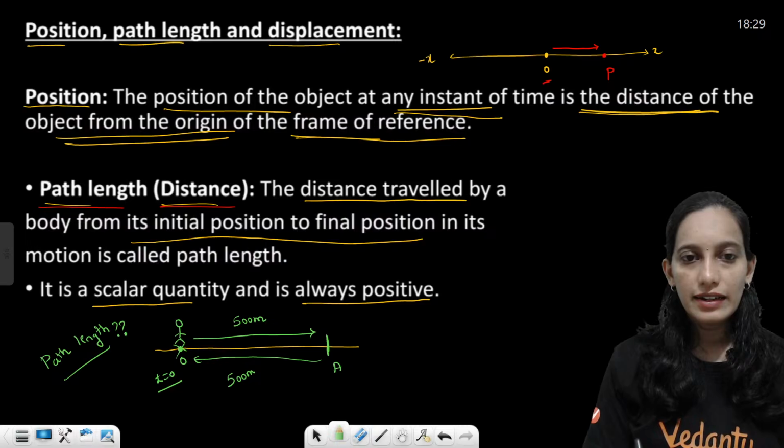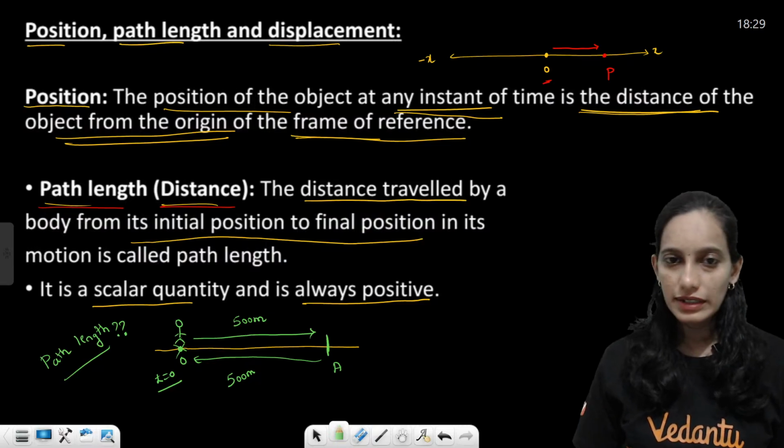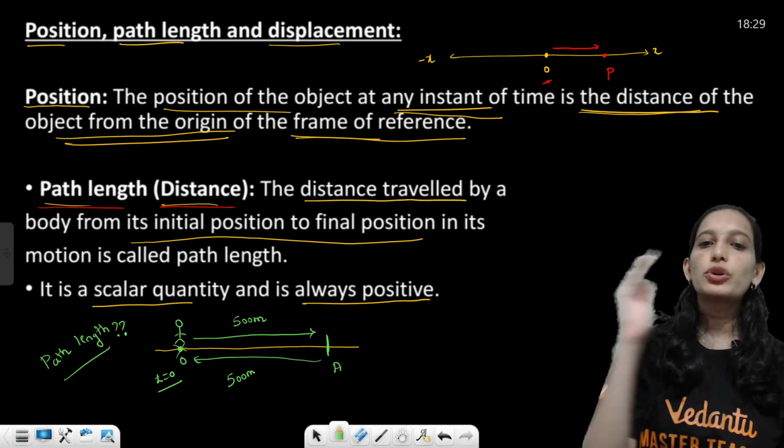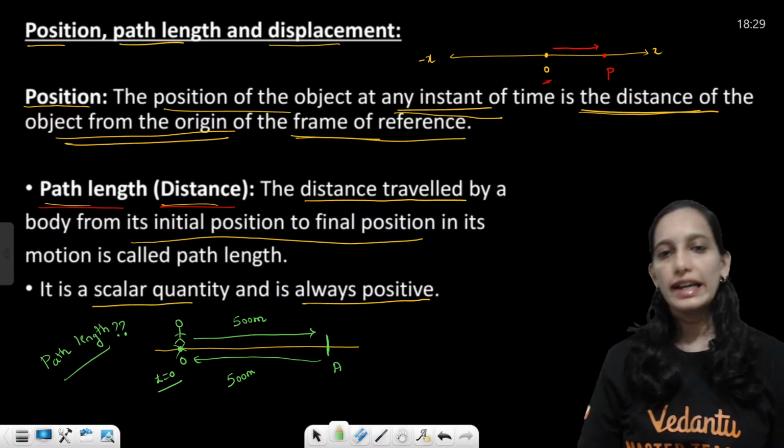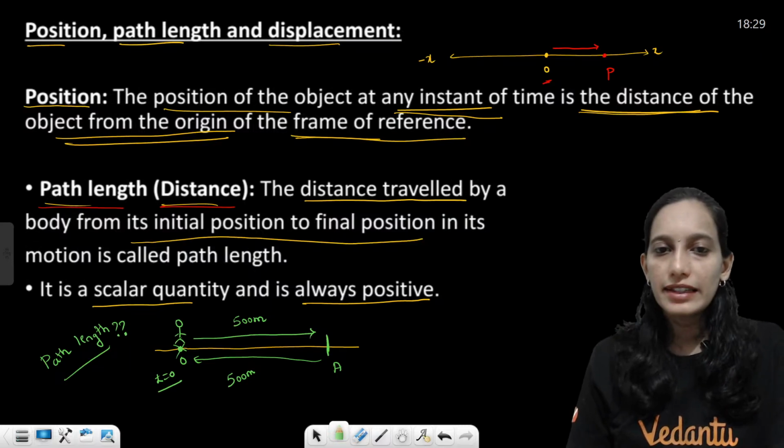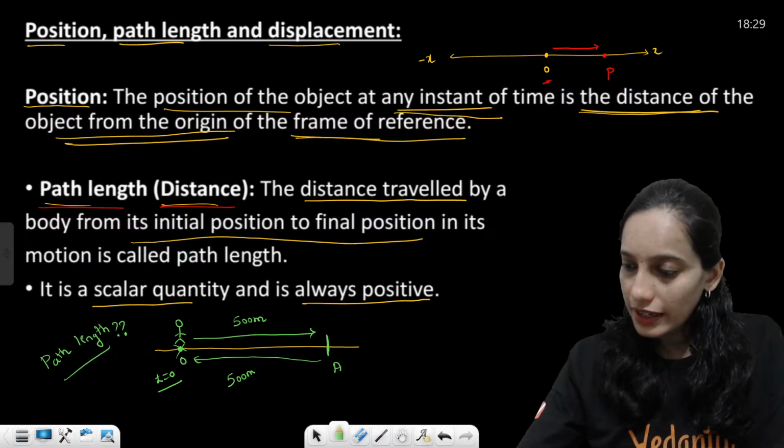What will the path length be in this case? So going from O to A and then back to O again. What is the total path length for this person? Can someone respond?